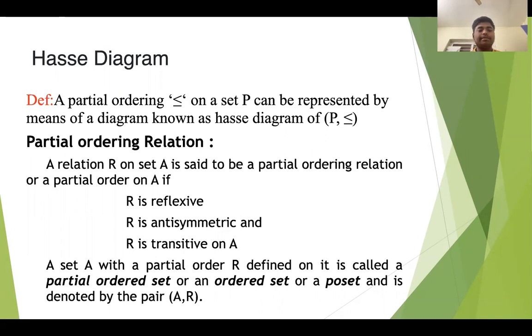A relation R on set A is said to be a partial ordering relation or partial order on A if R is reflexive, R is antisymmetric, and R is transitive on A. A set A with a partial order defined on it is called a partially ordered set, or an ordered set, or a poset, and is denoted by the pair in brackets (A, R).